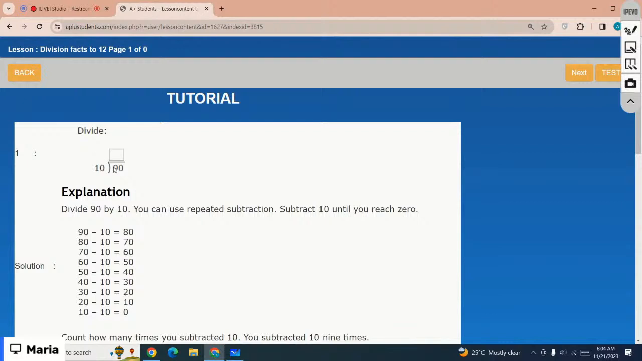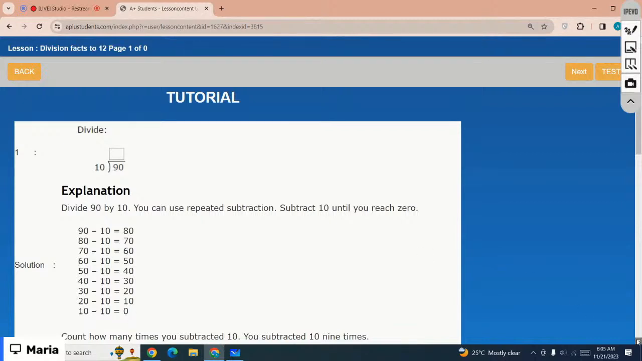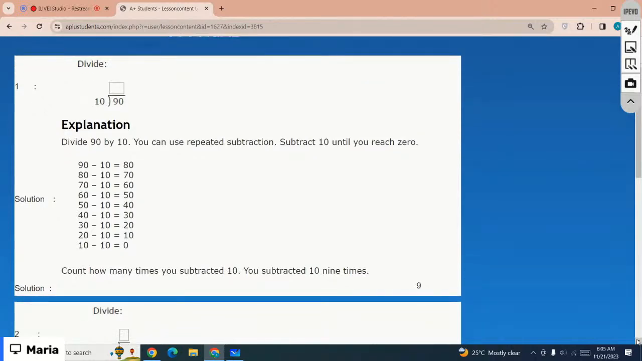Okay, the first example is 90 divided by 10. How do you divide 90 by 10? Basically, division is repeated subtraction, right? You have to subtract 10 again and again until you get 0. First time, 90 minus 10 is 80. Then from this number you subtract 10 again. 80 minus 10, 70. Then 70 minus 10, 60 minus 10, until you get 0. So you subtracted 9 times. That means 90 divided by 10 is 9, right?